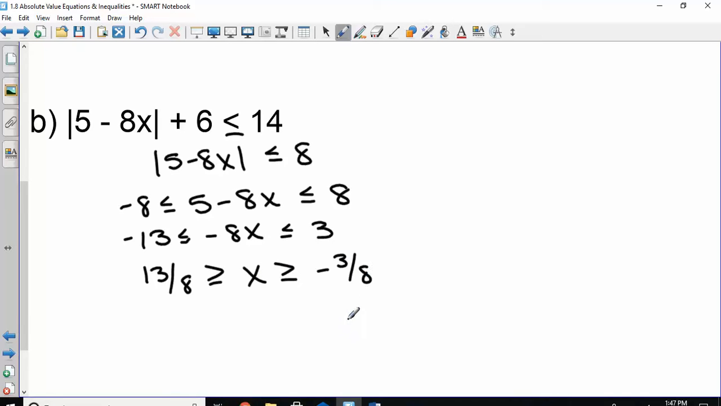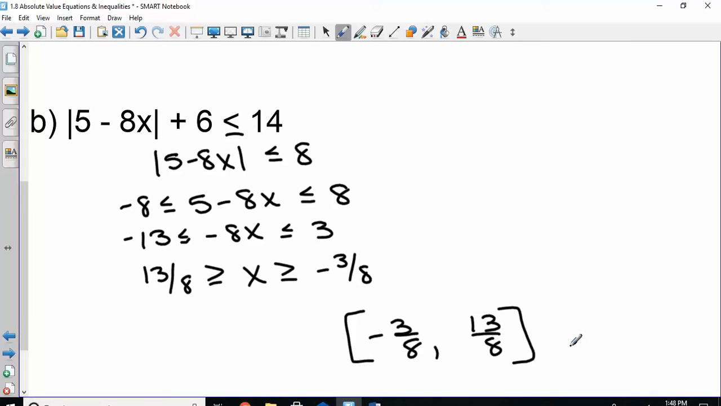So in my integral notation, we have brackets. This says x is smaller than 13/8 and bigger than -3/8. When you do integral notation, you have to go small to large. So I have to list my smaller number first. So it would be -3/8, comma, 13/8. And that's our final answer.